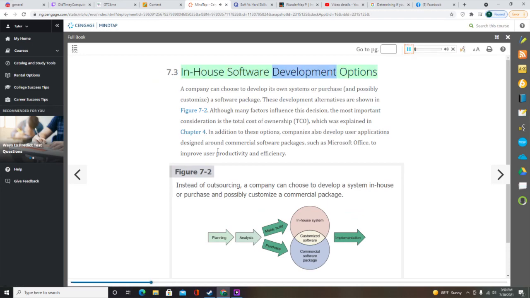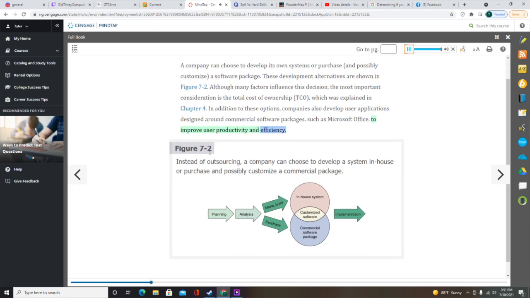In-house software development options. A company can choose to develop its own systems or purchase, and possibly customize, a software package. These development alternatives are shown in Figure 7-2. Although many factors influence this decision, the most important consideration is the total cost of ownership, TCO, which was explained in Chapter 4. In addition to these options, companies also develop user applications designed around commercial software packages, such as Microsoft Office, to improve user productivity and efficiency.